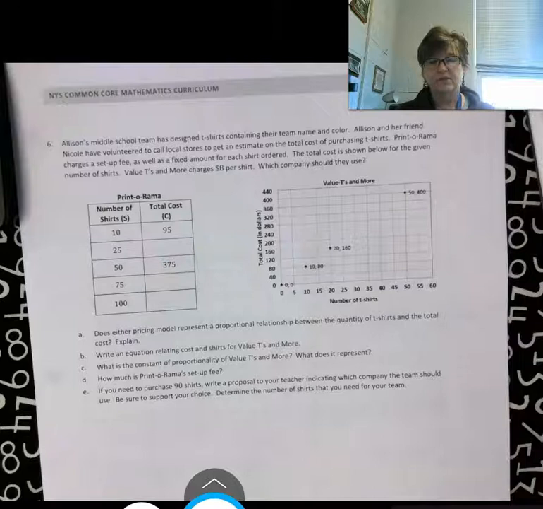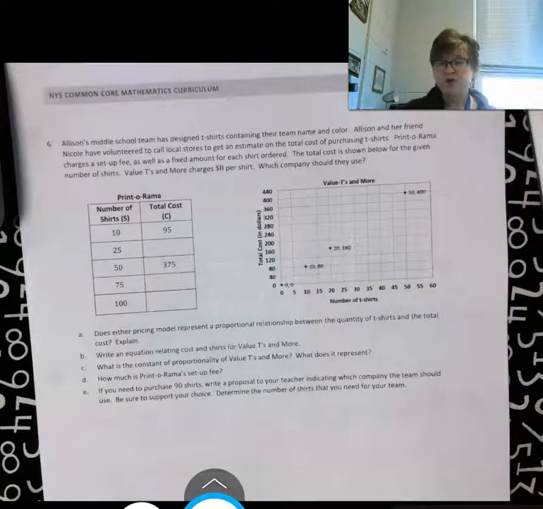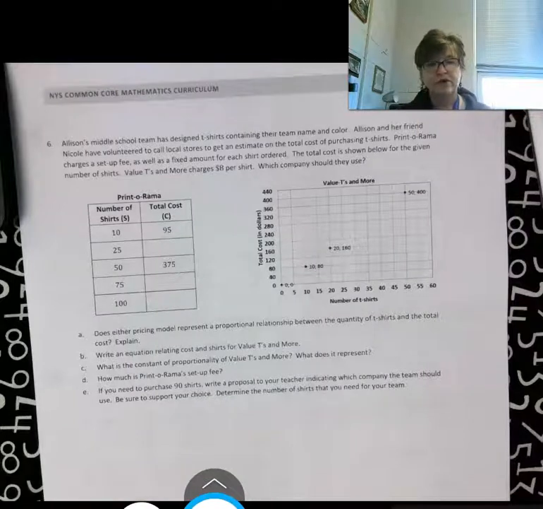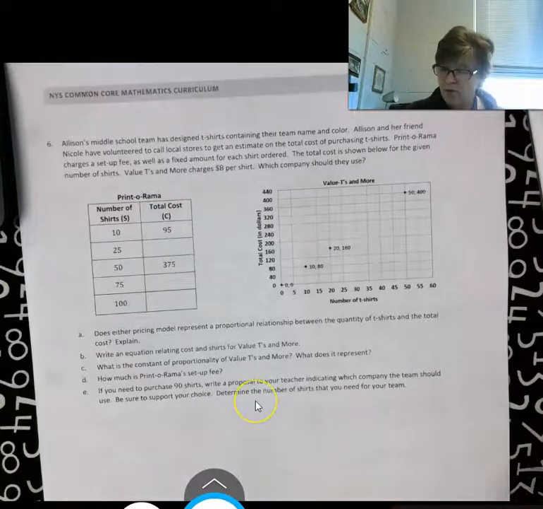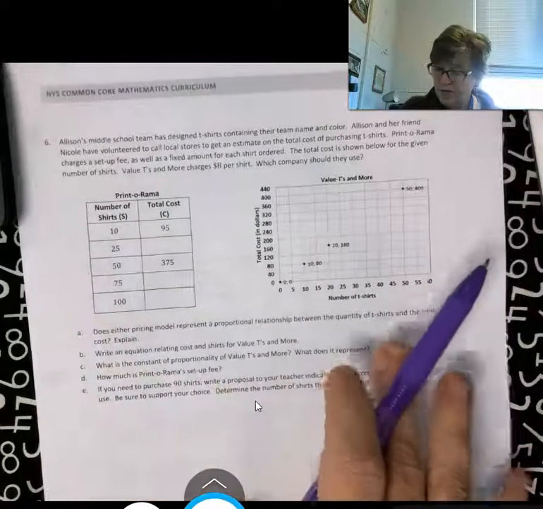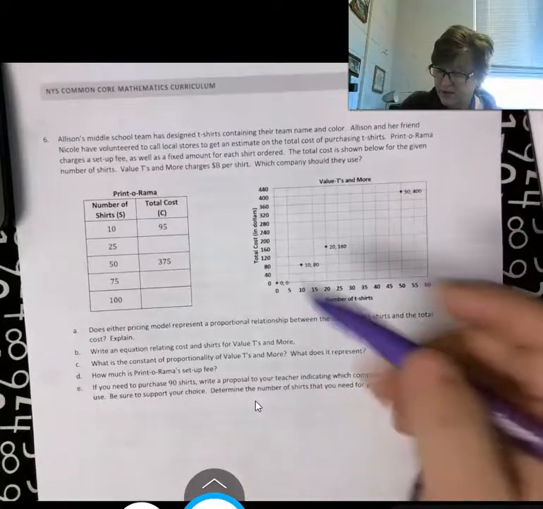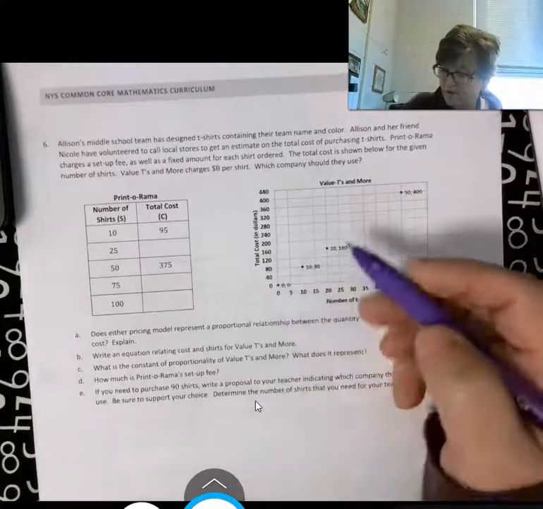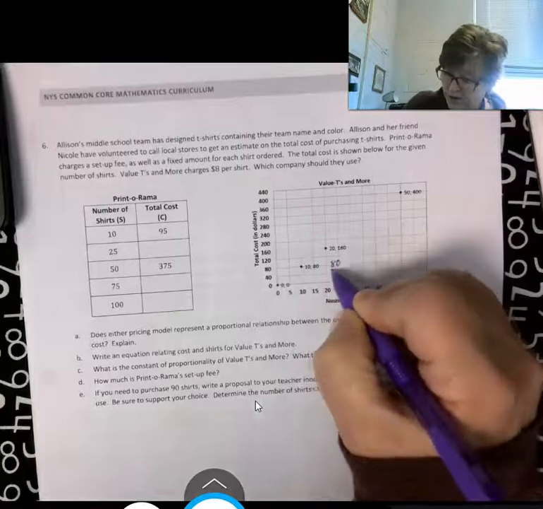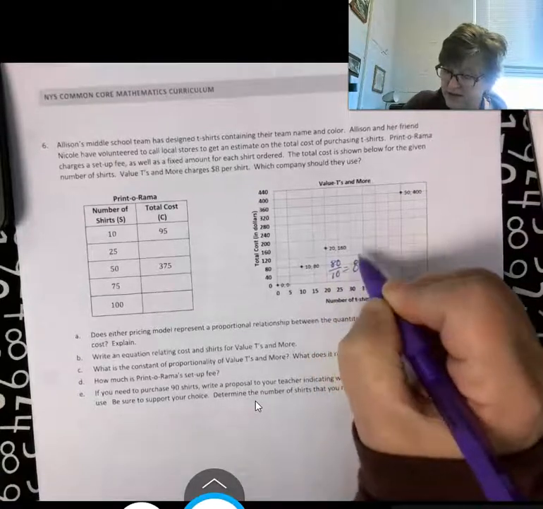Okay, now that we're looking at number 6, I want you to pause your video. I want you to look back over your information and kind of refresh your memory as to the work that you did as we go over the answers for it. Okay, now we know that we are comparing the two shirts. If you look here, hopefully you have found that there is a constant rate of 8.